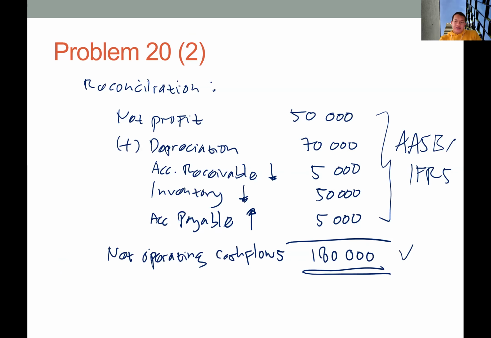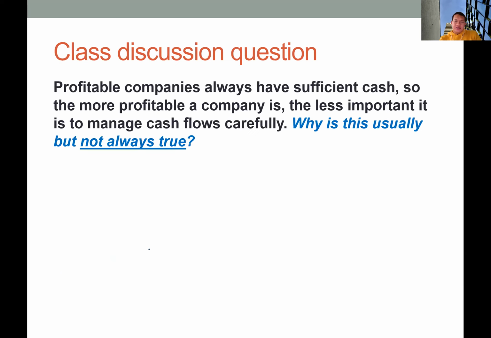Okay, so let's discuss the last question, which is the discussion question. The question: profitable companies always have sufficient cash. So the more profitable a company is, the less important it is to manage cash flows carefully. Do you agree with this? Any comment?